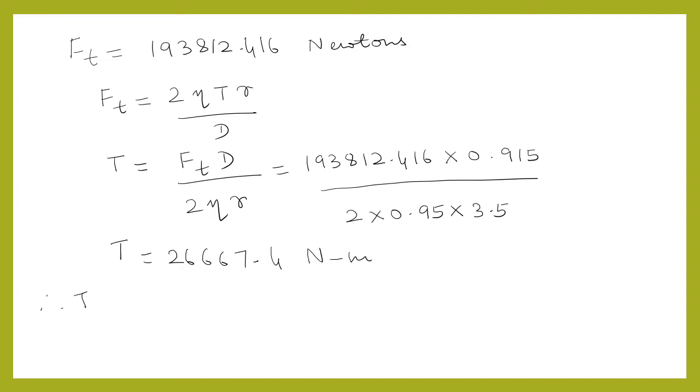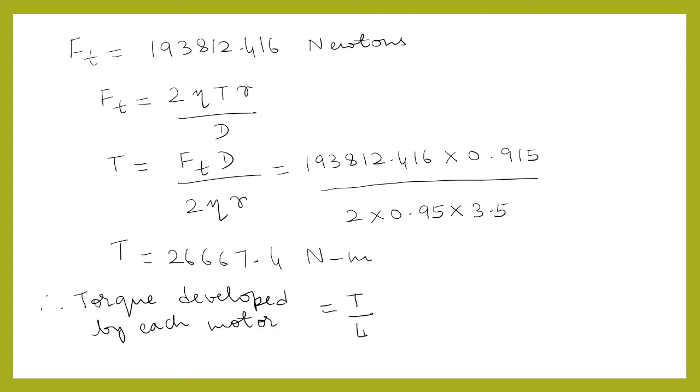Therefore, torque developed by each motor is T by the number of motors, that is 4. So we get 26,667.4 divided by 4, around 6,666.8 Newton meter.